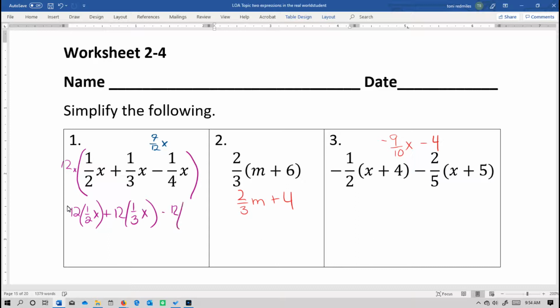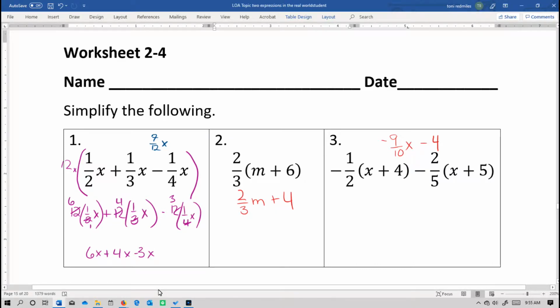The big thing is that if I'm going to multiply one term by a number, I have to multiply them all by that number. And if you cross cancel, you will get 6x plus 4x minus 3x, okay?